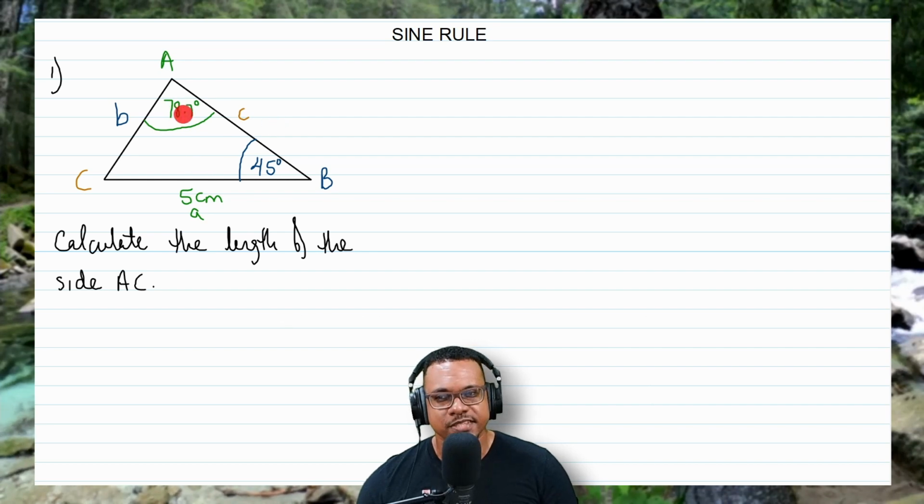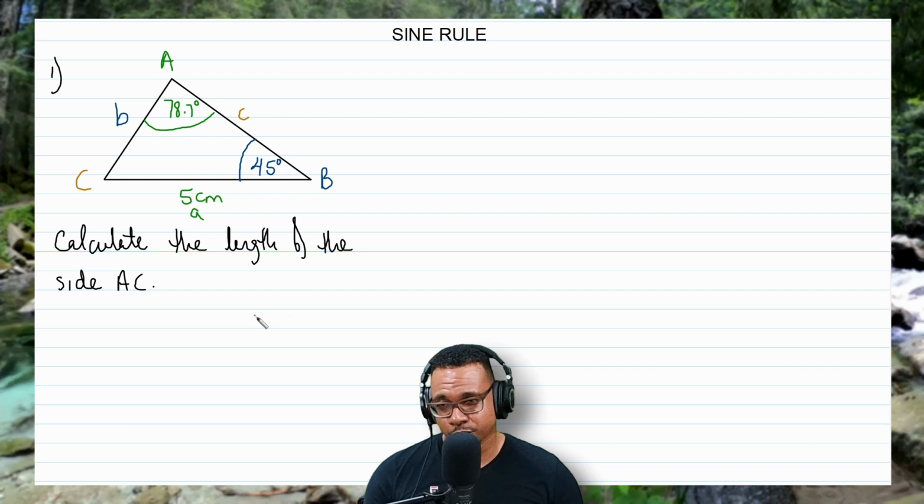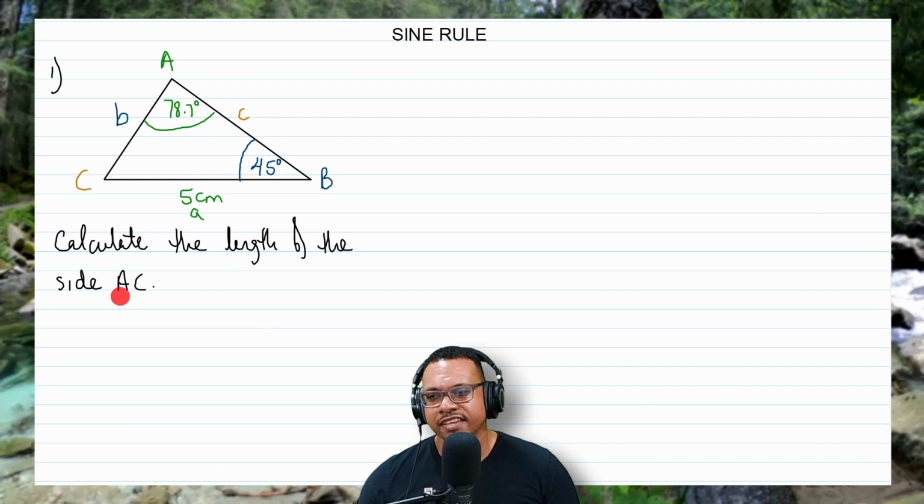Look at this 78.7 degrees here. Do we know the length of side b and the length of side c? No. So we don't have a situation where the angle is in between the two given sides. Therefore, we cannot use the cosine rule to find the length of the missing side. And that is why we're going to turn to the sine rule. Now, we want to find the length of the side AC, and that's small b. So to use the sine rule, we'll have to have small b in the sine rule. So we'll have b over sine capital B.